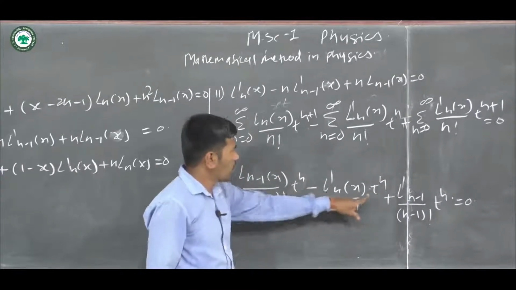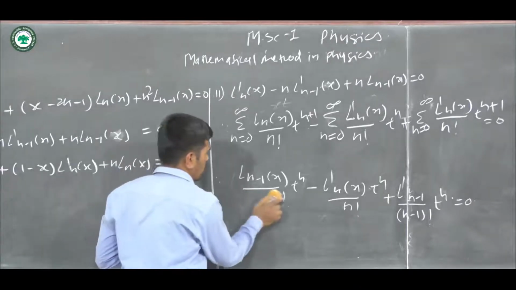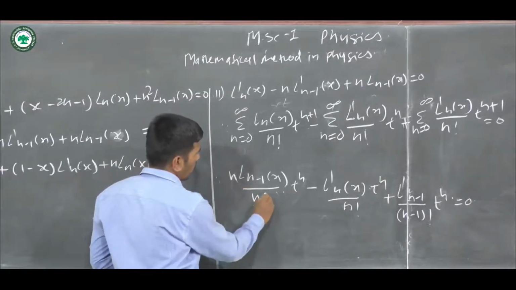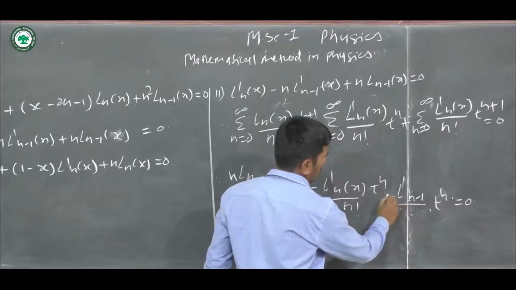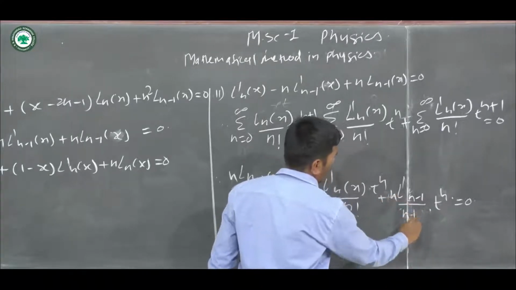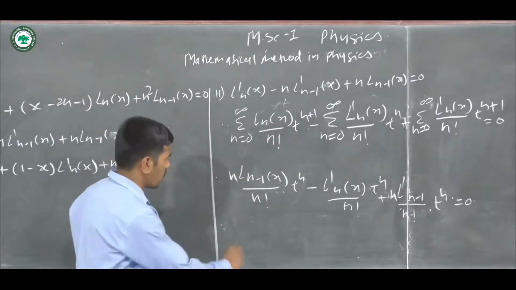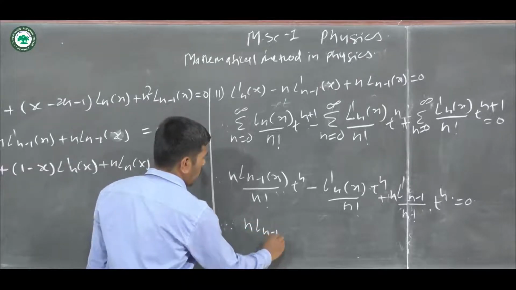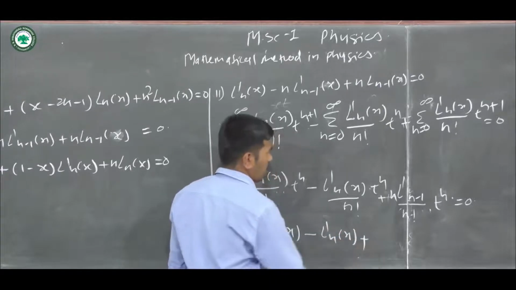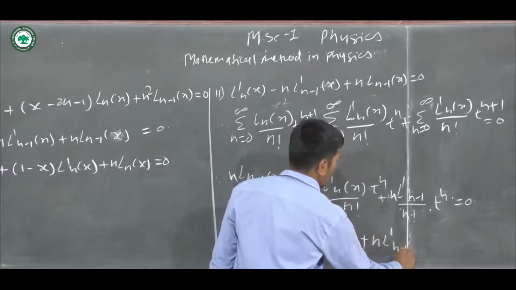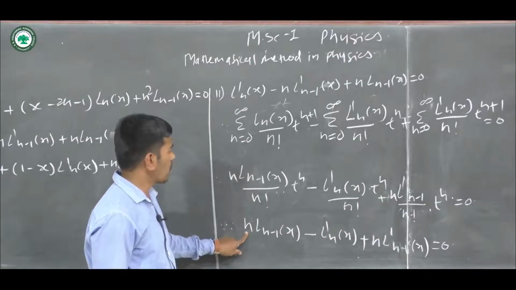So here is also t power n, and the t power n, but here n minus 1 factorial, so we can write this as n by n factorial, and here is also n minus 1 by n minus 1 factorial, so it is n into n by n factorial. Okay, so now just equate the coefficients of t power n by n factorial, so it is n into L_n(x) minus x L_n'(x) plus n L_{n-1}'(x) is equal to 0. Okay, so this is the second recursion relation.